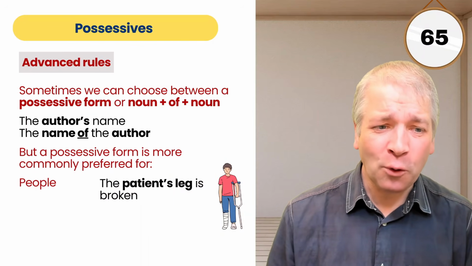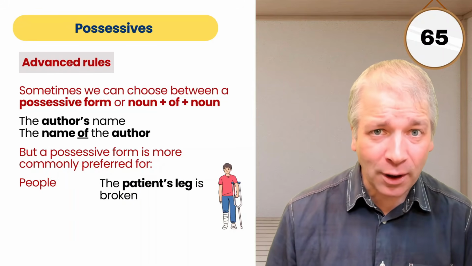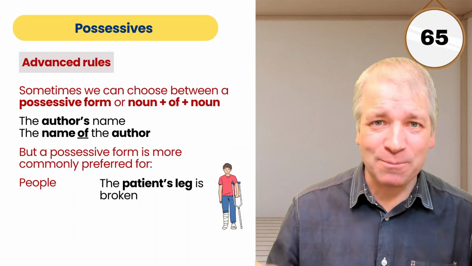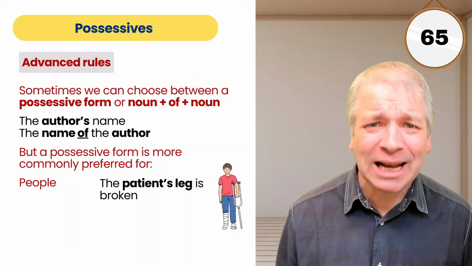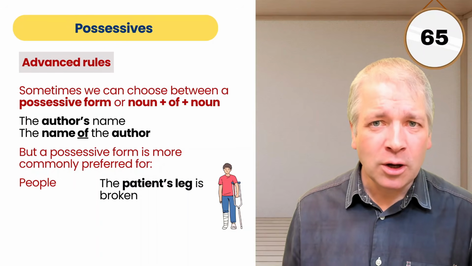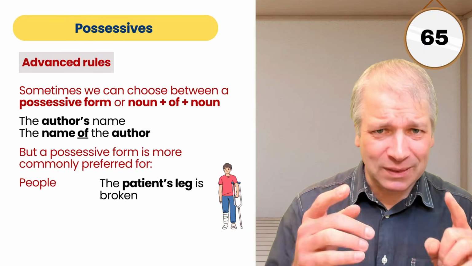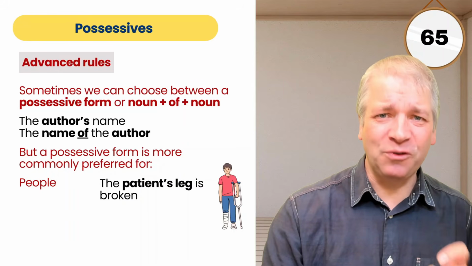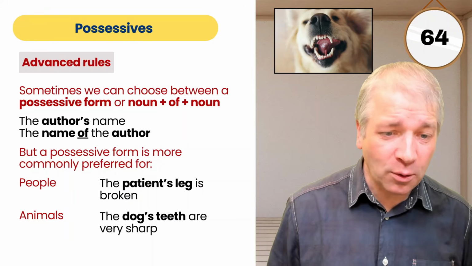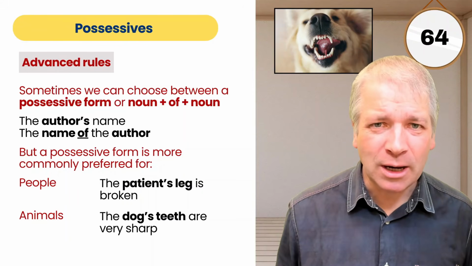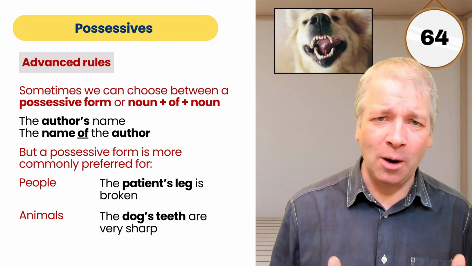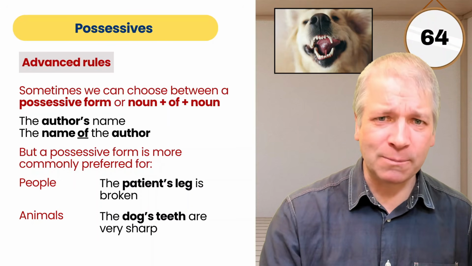A possessive form is more commonly preferred for people. So the patient's leg is broken. It's very unlikely that we would say the leg of the patient is broken. Normally, English speakers do it this way with the apostrophe S form. Also, when we talk about animals, the dog's teeth are very sharp. It's very unlikely that we would say the teeth of the dog are very sharp. That's not the normal way that we speak.